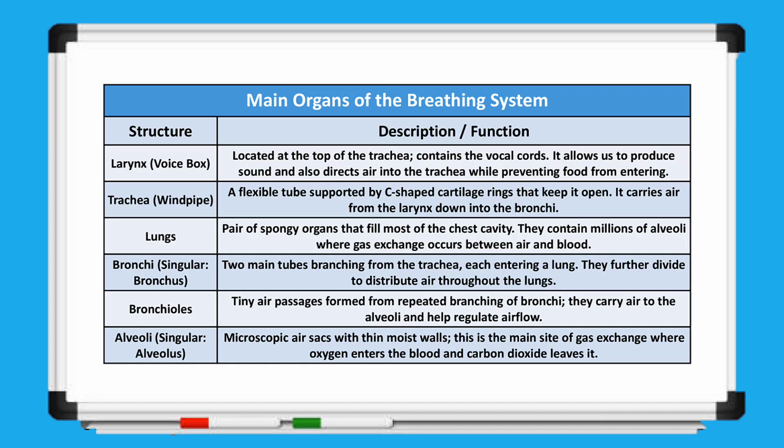So, as we can see from this table, air travels through a well-organized system, from the larynx to the trachea, then into the bronchi, through the bronchioles, and finally into the alveoli, where the real magic of breathing happens. This continuous flow allows our body to take in life-giving oxygen and release waste carbon dioxide efficiently.